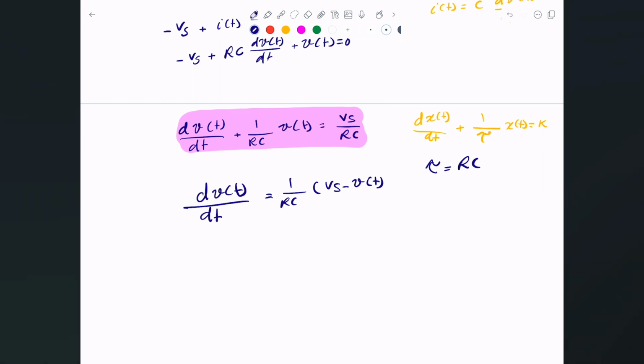Yes, because we're going to have to move it to the other side. Okay, and then what we have is we can just say dv of t divided by v of s minus v of t equals 1 over RC. And frankly speaking, I will just basically say negative in here, positive in here, negative in here, and that basically becomes dt.